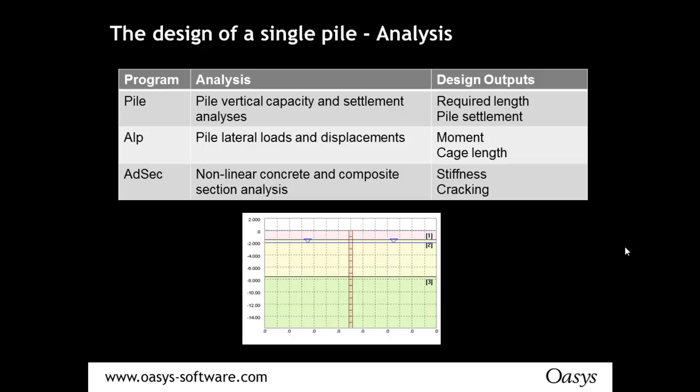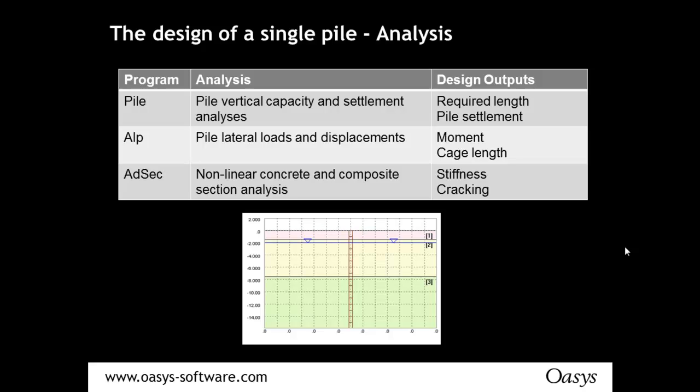With ALP, ALP looks at the response of the pile to any kind of lateral load, any displacement, any moment, any restraint. So based on what you apply to the pile laterally, ALP will calculate the maximum moment on the pile, and it will give you information about the cage length. Now, something like the moment is very important because it helps you design the actual section of the pile. So for example, how much reinforcement do you require in that pile?